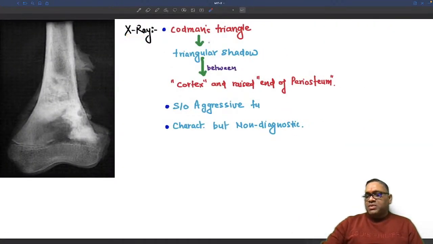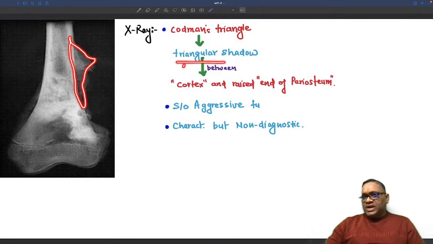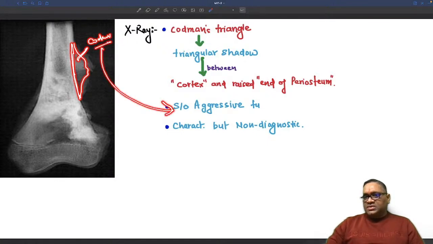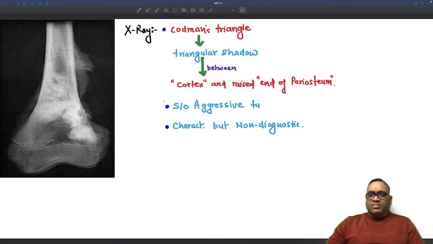Again, here X-ray examination will show you a very characteristic finding, which is called Codman triangle. Remember, it is characteristic but non-diagnostic, right? So what is the Codman triangle? Because of periosteal lifting, there is formation of the Codman triangle. Codman triangle means a triangular shadow. You can see there is a triangular shadow formed between the cortex and the raised end of the periosteum. This is called Codman triangle, and it is suggestive of an aggressive tumor. The more aggressive, the more Codman triangle will be formed.